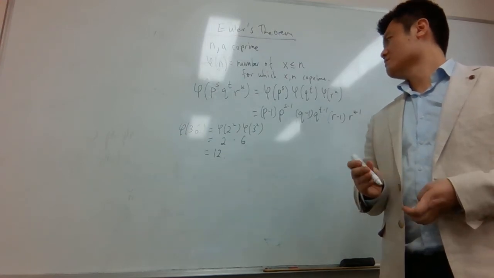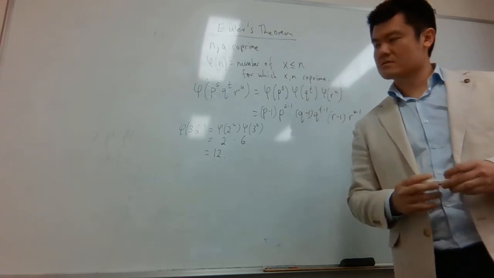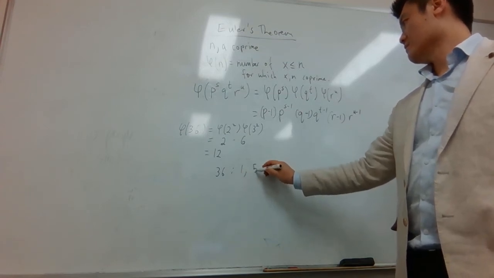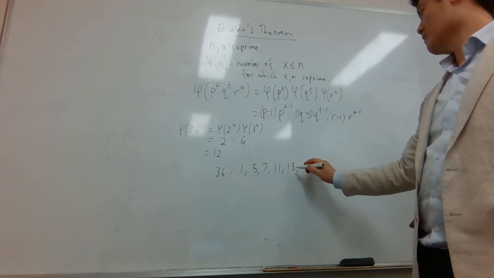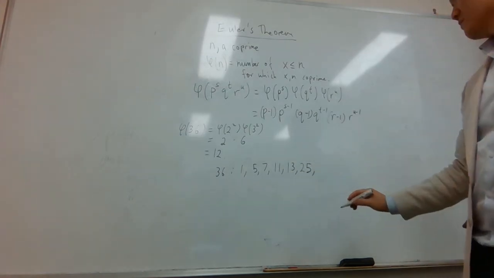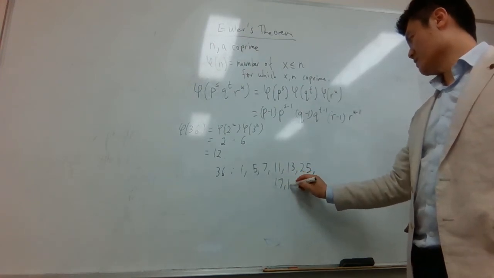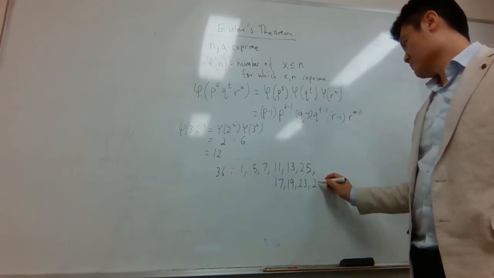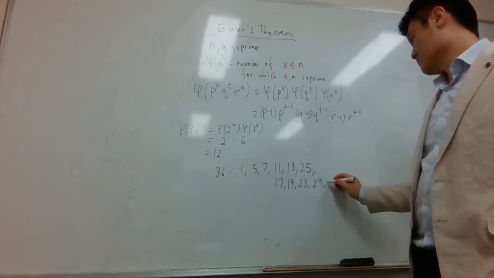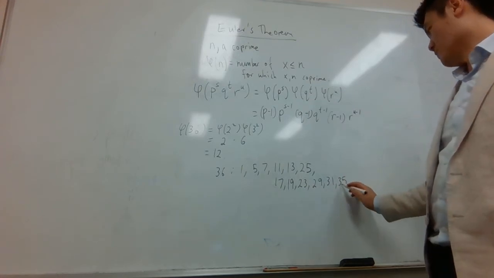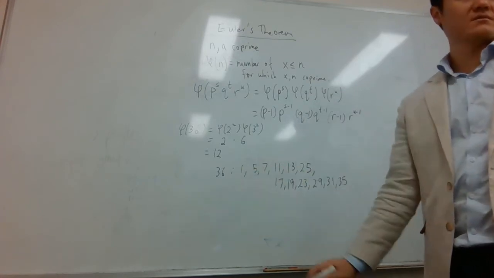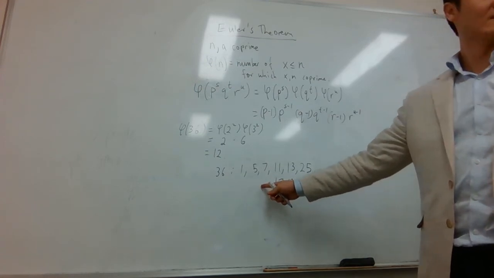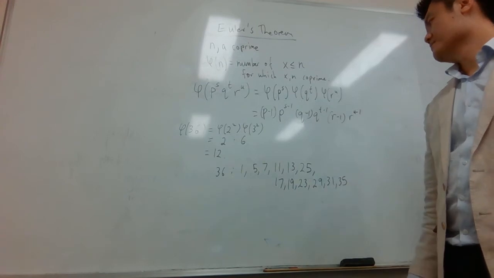Okay, let's just do it. So 36. 1, 5, 7. Oh, 25 works. We missed 25, and so we missed 17 here, 19, 23, 29, 31. Oh! And 35. So we missed 35. So at some point, I guess you try to start just counting the primes, but these two multiply together.